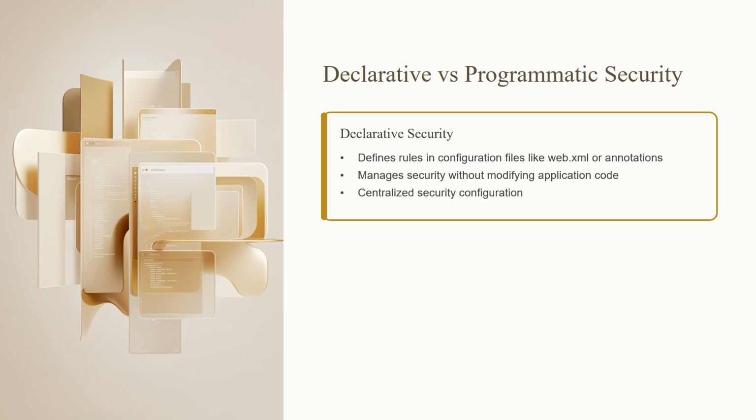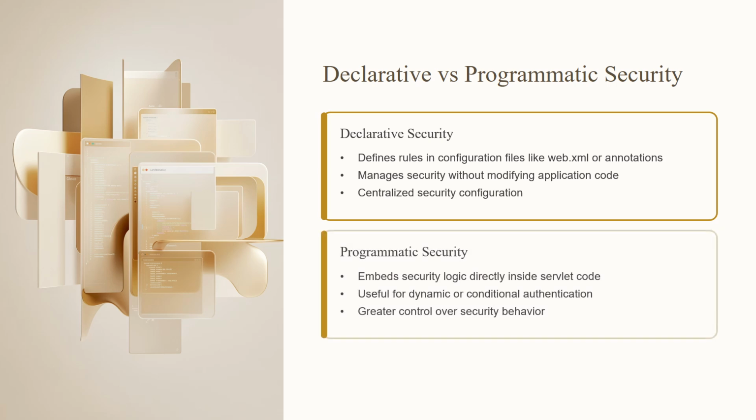On the other hand, programmatic security is implemented directly within the servlet code. Here, developers write explicit logic to handle authentication and authorization. This approach is useful when security decisions need to be dynamic or based on specific conditions. Each method has its own advantage. Declarative security is simpler and cleaner, while programmatic security offers more flexibility and control. In real world applications, both approaches are often combined to create a more flexible and powerful security system.